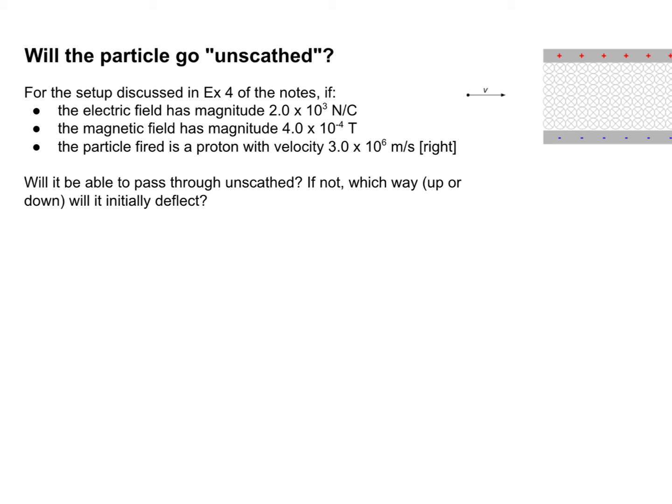All right, so this is a proton, so it's got a charge of positive 1.60 times 10 to the negative 19 coulombs. So what we'll do is we'll just compare the electric force versus the magnetic force, see which one's bigger, or if they're equal. If they're equal, then it will go unscathed. So we're talking about when the particle reaches the area between the plates.